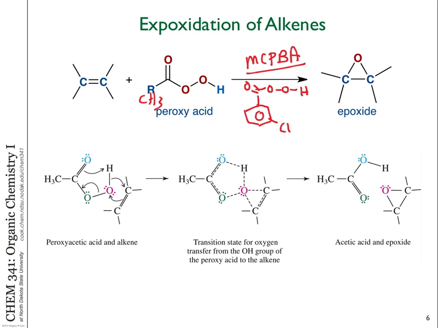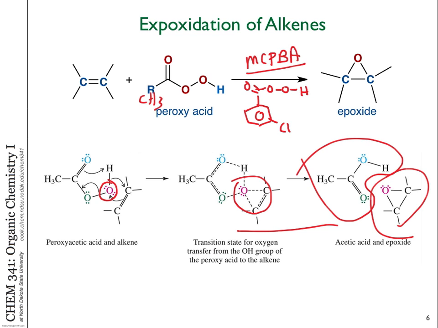In any case, what it does is when that approaches a double bond, it essentially takes that oxygen and kind of rips it out of this per acid and transfers it, forming both bonds at once, to the carbon-carbon double bond. It's an interesting reaction. The byproduct is just a carboxylic acid, so in this case acetic acid, and the epoxide.